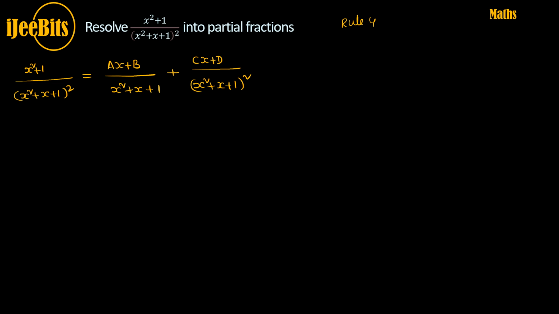Then how would the equation be now? x square plus 1 equal to (ax plus b) times (x square plus x plus 1) plus cx plus d only. Correct, no? There is no doubt. So now how do I identify the unknowns a, b, c and d?